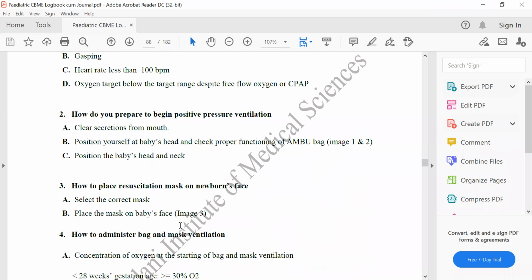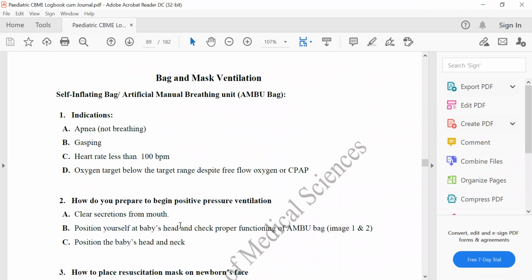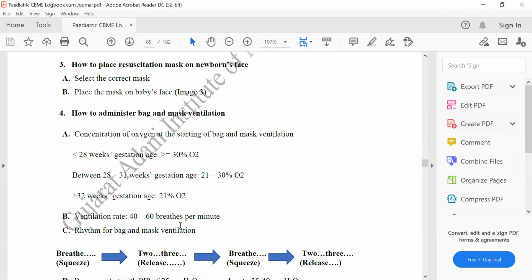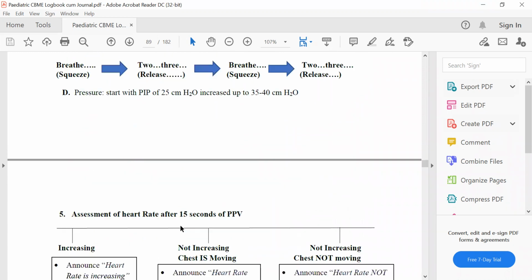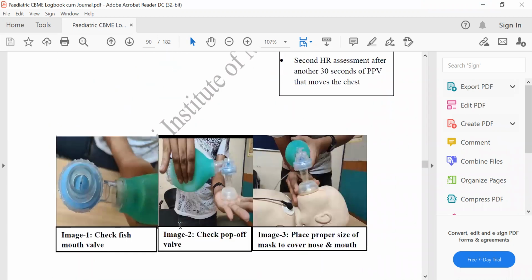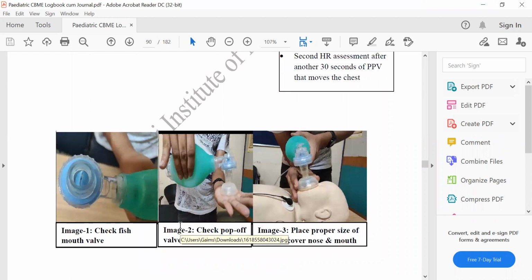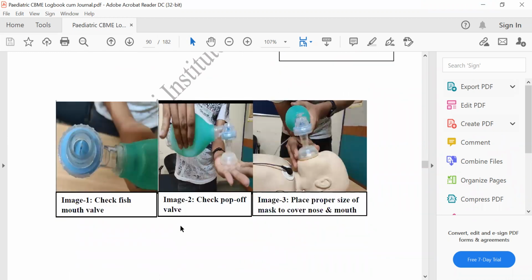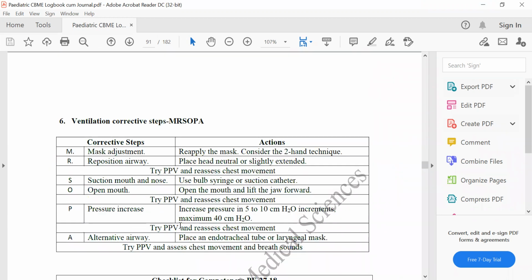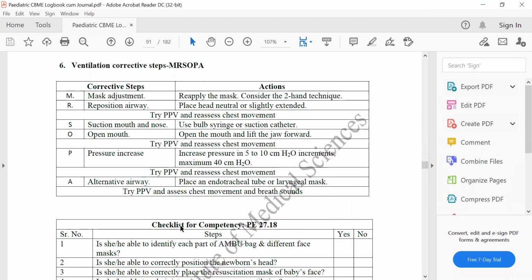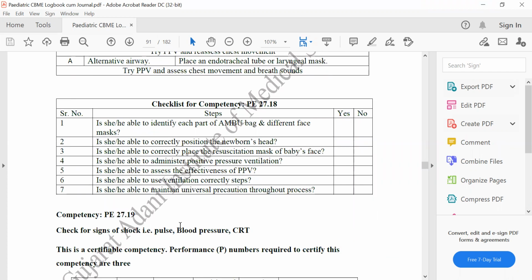So again, bag and mask ventilation is a certifiable competency. And for this, all the indications, all the guidelines I have mentioned, and this is a flow chart. And these are some of the pictures about the bag and mask ventilation. This is the MR SOPA, and this is a checklist for the bag and mask ventilation.